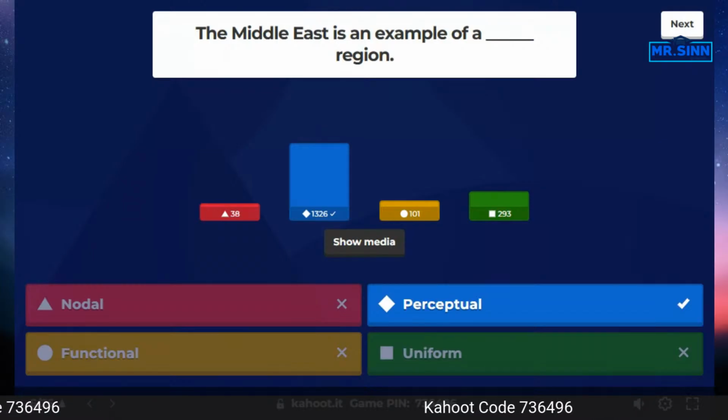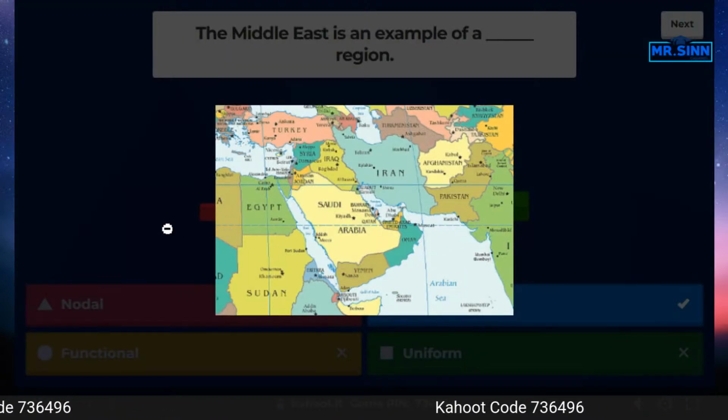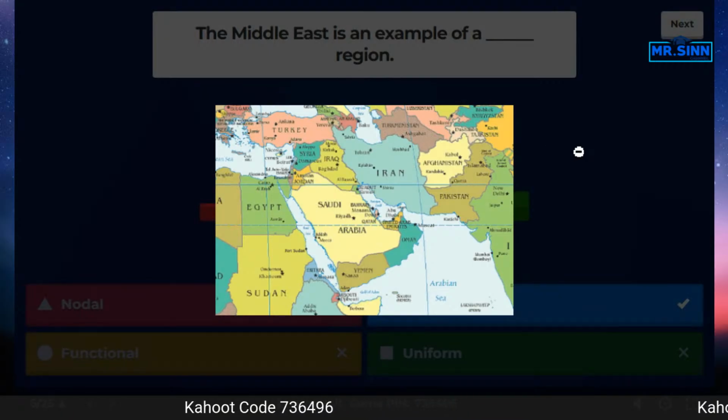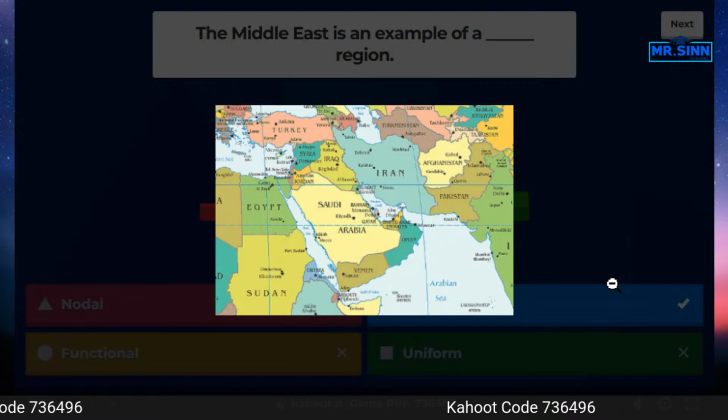Then make sure you go and review. That way you're not studying everything all at once. But yes, it would be perceptual. Remember the Middle East. Everyone has a different idea. Some people would say parts of Northern Africa are in the Middle East. Some people would say it's just right here. Some people go a little bit more into Asia there. So it's all kind of up to the individual.